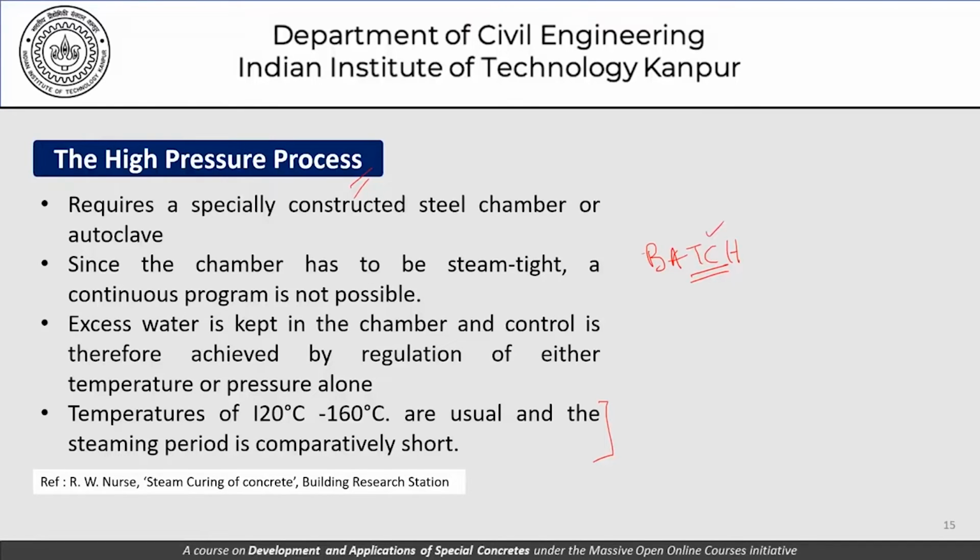Of course, another thing that has to be kept in mind as far as the high pressure process is concerned is the size of the members and the size of the chamber involved. So if the members are very large, then the chamber also has to be equally large, and that sometimes governs the choice of whether we can go for the high pressure process or not.